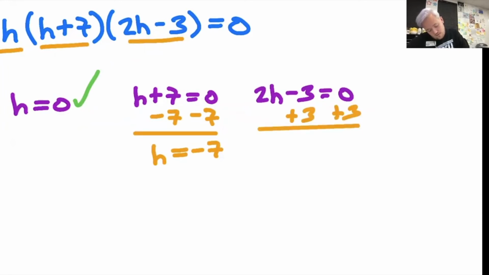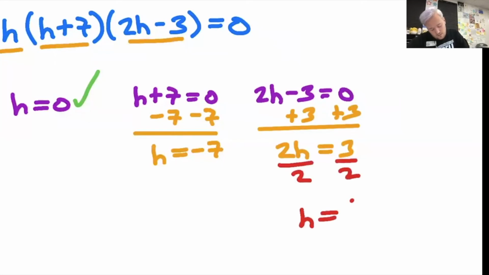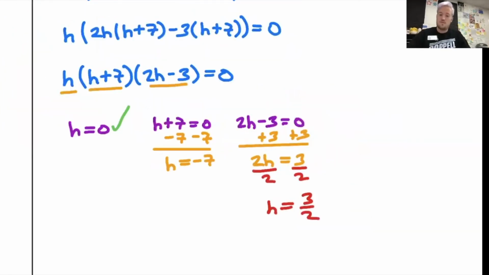So we're going to have 2h equals 3. And now I need to get rid of that 2. So I'm going to divide both sides by 2, which means we're going to have h equals 3/2. All right, so just to give you an idea of what to expect.